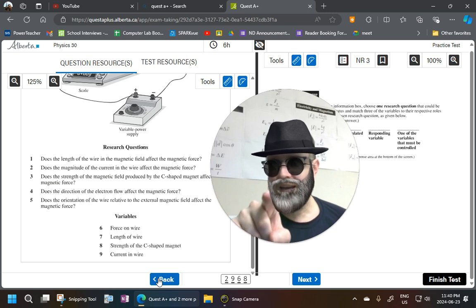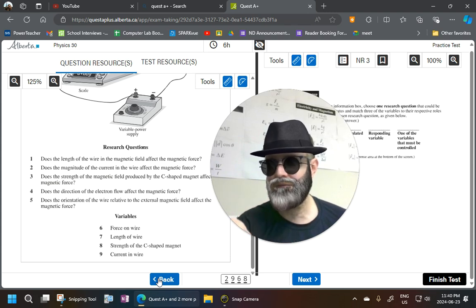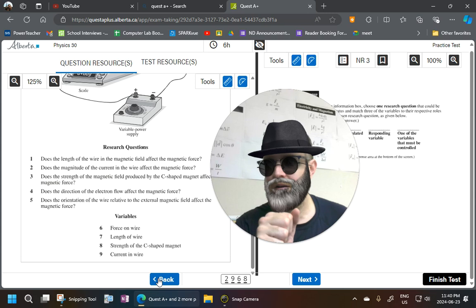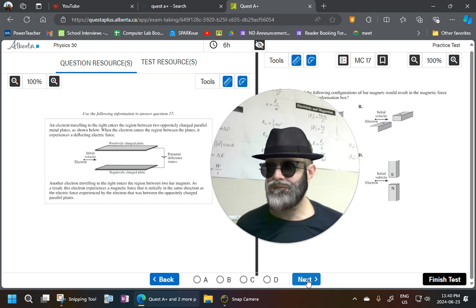Now, the one we can't do is 5, I think, the orientation of the wire, because they don't give me the option of changing the wire, right? So I probably couldn't pick 5, but I could probably pick 4 or 3 or any of these other ones. I'm just going to pick this one. I'm going to go to the next one.